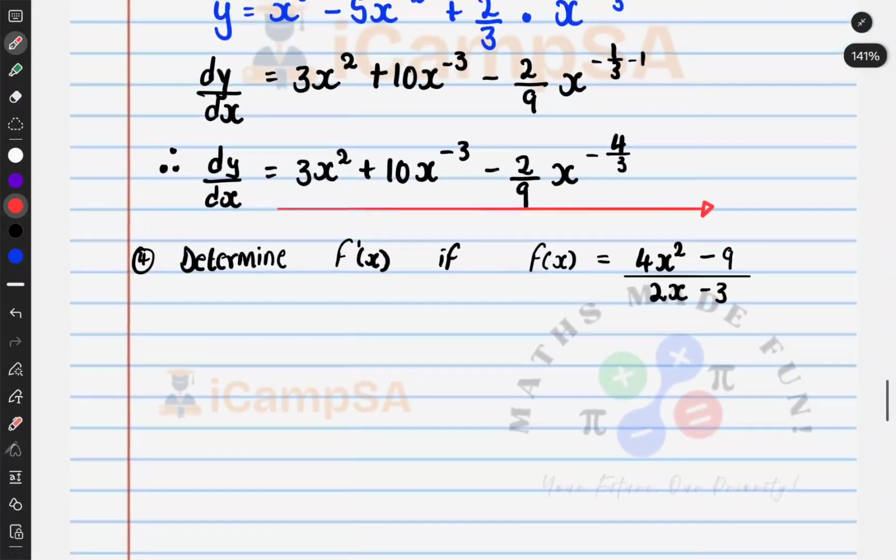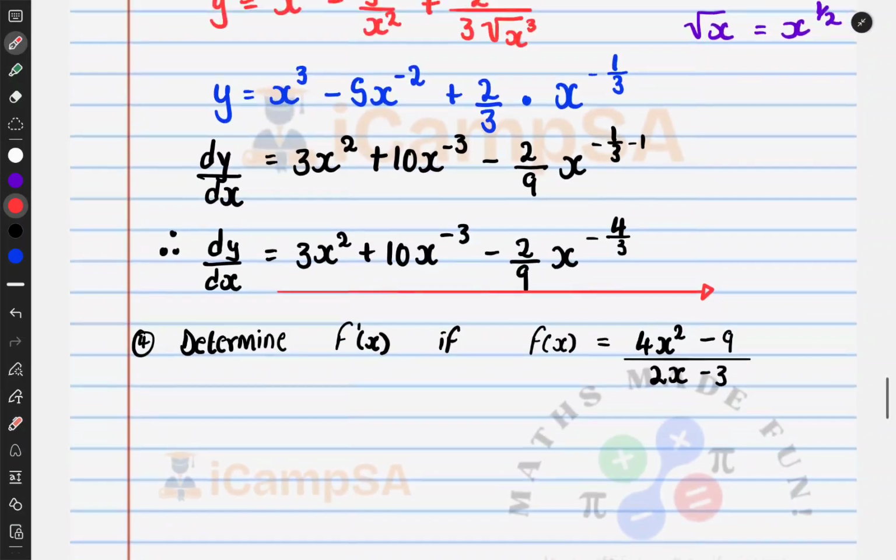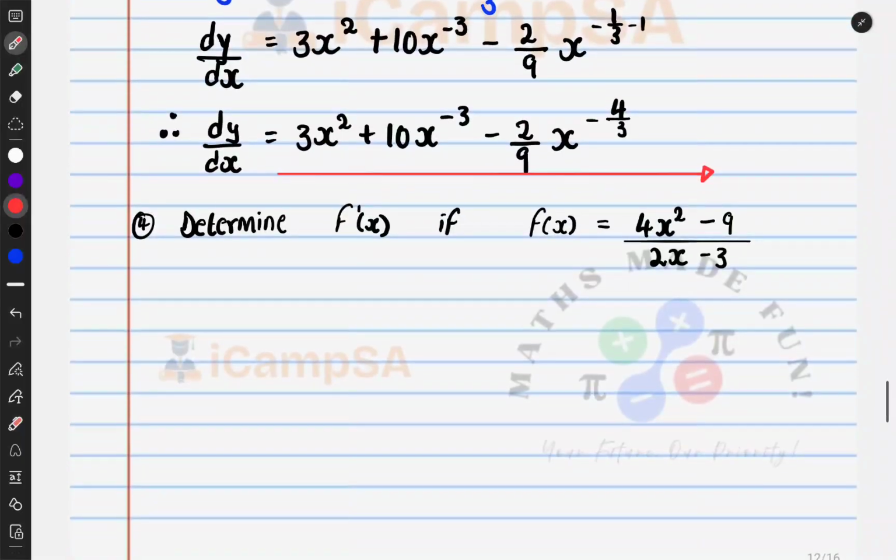Okay, and then next we are asked to find the derivative of this function. f of x is equal to 4x squared minus 9 over 2x minus 3. First thing first, we are seeing variables, we're seeing the x in the denominator. So we first have to start by simplifying this function before we can start differentiating the function.